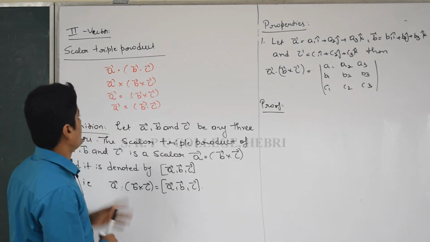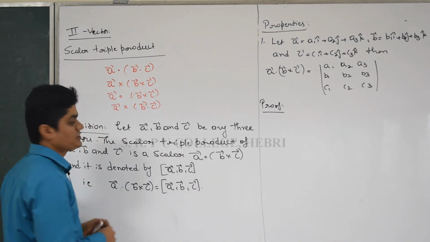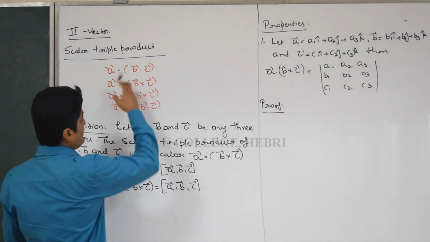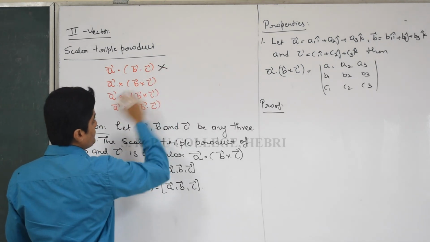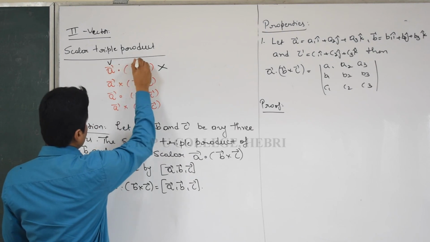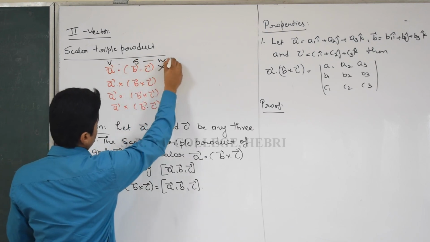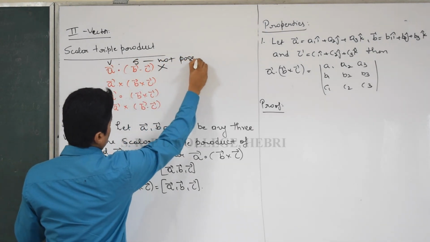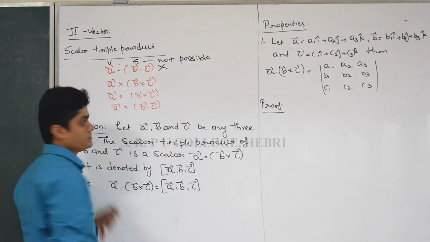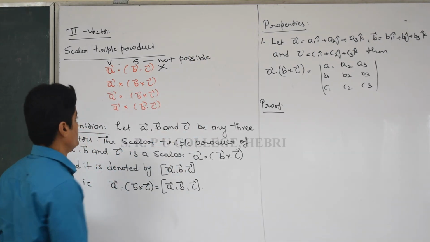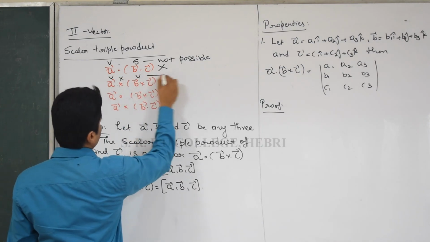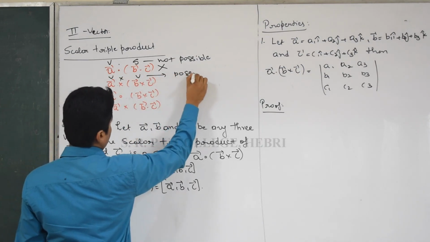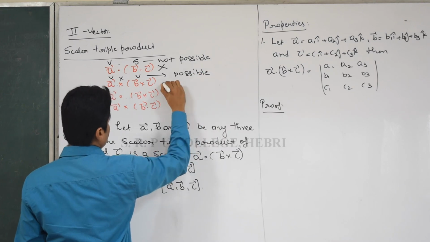So out of these four, which is not possible? Can you tell me? One is A dot B dot C. Is it possible? No. Why is it not possible? Vector dot scalar is not possible. Remember that. Vector dot scalar is not possible. Vector cross vector, it is possible. Vector cross vector is possible, so this exists.